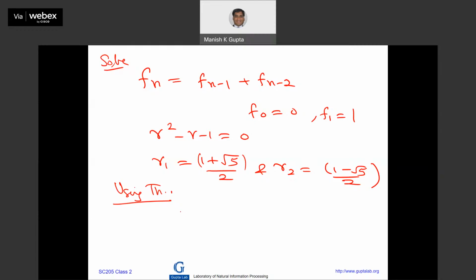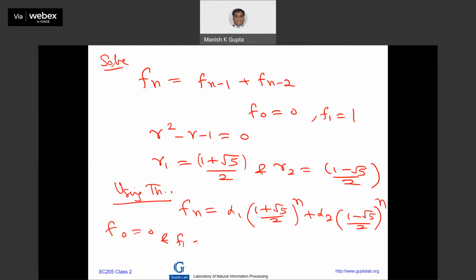So now, using the above theorem, Fn is equal to alpha 1 times ((1 plus root 5) by 2) raised to power n plus alpha 2 times ((1 minus root 5) by 2) raised to power n, where alpha 1 and alpha 2 are constants. If you use the initial condition f0 is equal to 0 and f1 is equal to 1, we can solve. I leave it as an easy exercise, right? You can solve for alpha 1 and alpha 2.